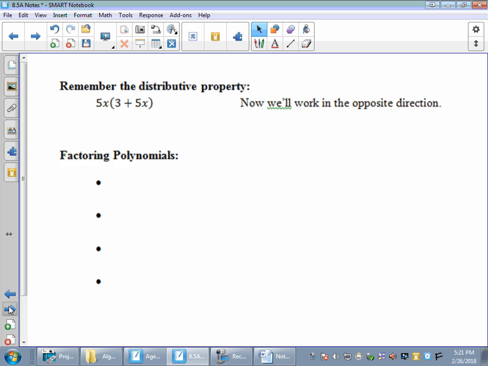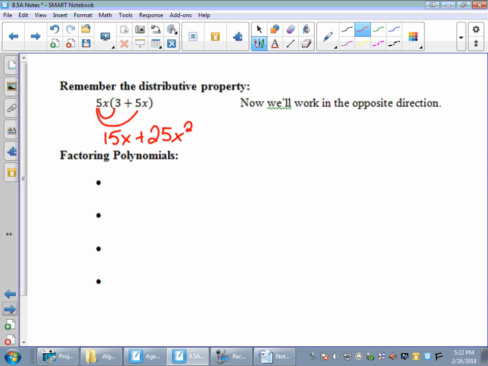So let's go into talking about the first form of factoring that we're going to do. The first form is going to kind of be like the anti-distributive property. Now let's make sure we remember what the distributive property says. It says I can take my 5x, multiply it by my 3, and my 5x, multiply it by my 5x. And of course that would give me a 15x plus 25x, don't forget your squared.